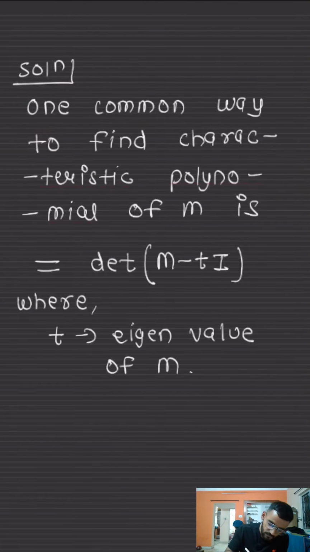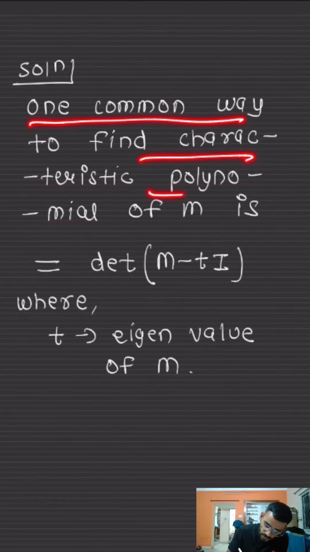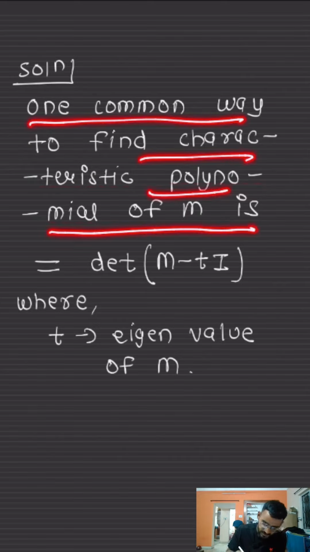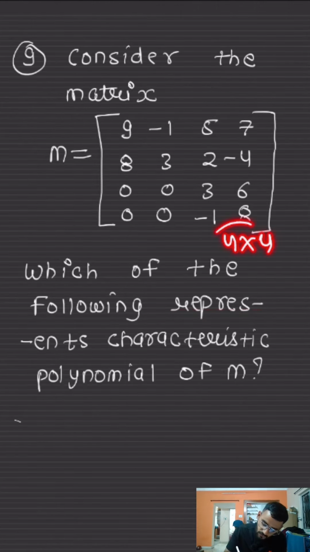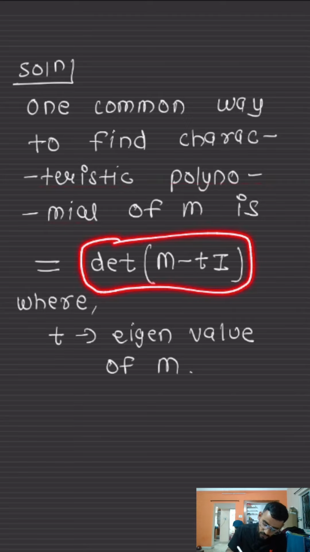So one common way to find the characteristic polynomial of a matrix M is to find the determinant of M minus tI, where t is the eigenvalue of M. But since here M is a 4 cross 4 matrix, finding the characteristic polynomial using the determinant way for a 4 cross 4 matrix is a very time consuming method.